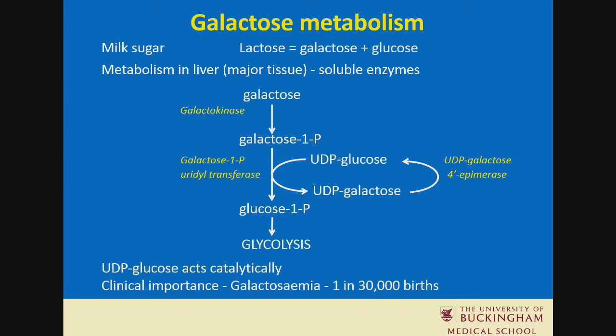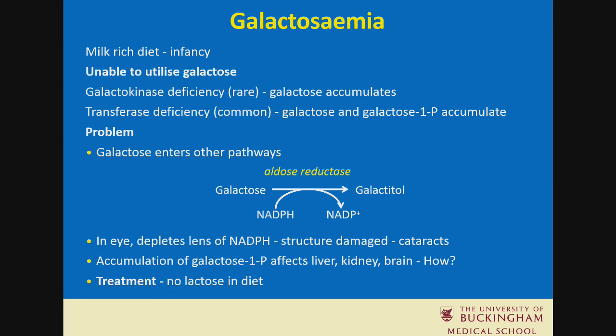This has also clinical importance. So the genetic disease galactosemia, which occurs approximately 1 in 30,000 births. So here, where you've got a milk-rich diet in infancy, there's an inability to utilise lactose. All three enzymes involved can be affected. The galactokinase deficiency is relatively rare, as is, I think, the epimerase defect. In the galactose kinase deficiency, then you get accumulation of galactose.